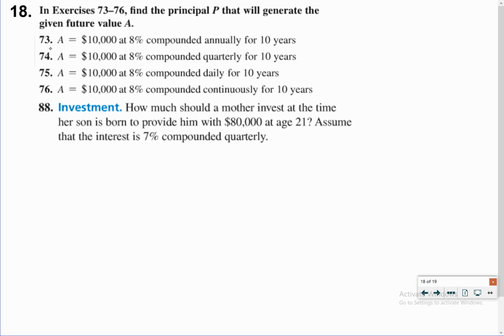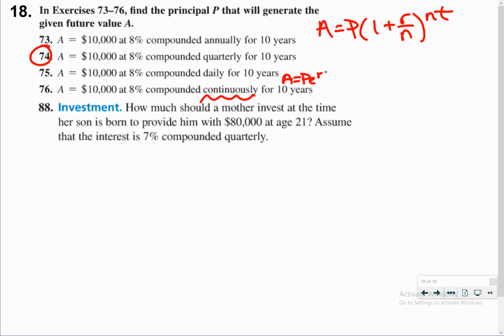Okay, 74. I have $10,000, interest rate 8%, compounded quarterly for 10 years. It's compounded quarterly, so again, we're using this formula. If it was compounded continuously, like this one down here, just because we don't have it on there yet, that's where you would use PERT as a reminder. Okay, a little simpler version of it.